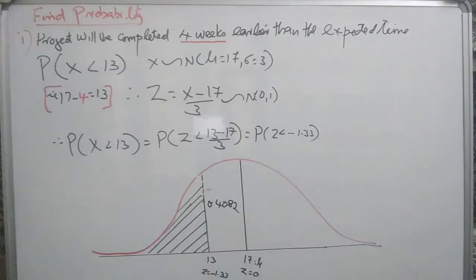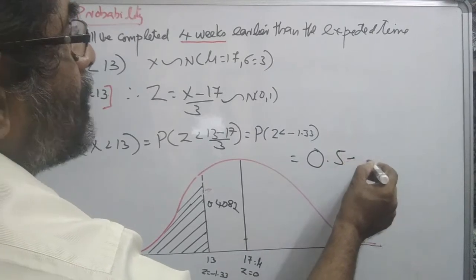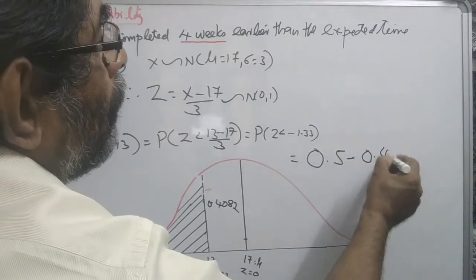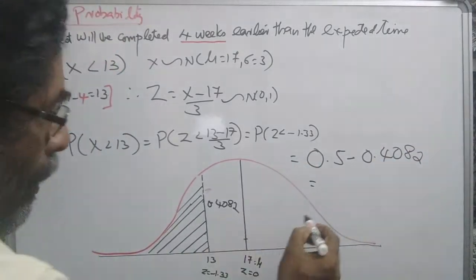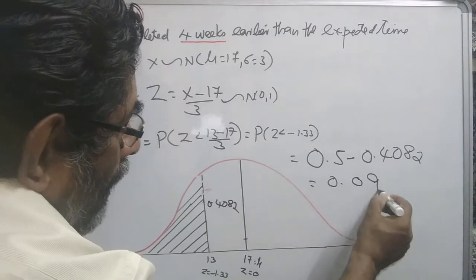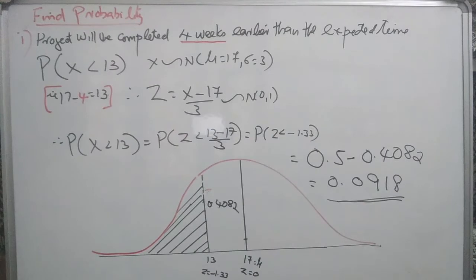0.4082. Therefore, the required probability: the entire probability to the left of the mean is 0.5. So this is equal to 0.5 minus 0.4082, that is equal to 0.0918. This is the required answer. That is, the probability of completing the project before 13 weeks is 9% or 0.0918. Refer to normal distribution for the subject know-how.